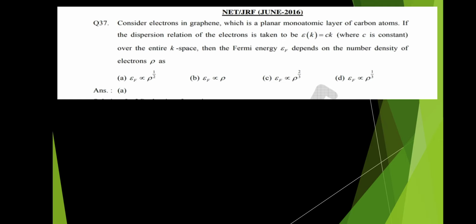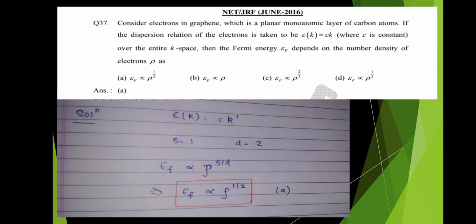Then this question: consider electrons in graphene, a planar monatomic layer of atoms. So I think it is a two-dimensional case. And E is proportional to k raised to power 1. So D is equal to 2 and S is equal to 1. So we know that Fermi energy is proportional to number density as n raised to S by D. Just n is replaced by rho in this question. So just plugging the values, option A would be the correct one.